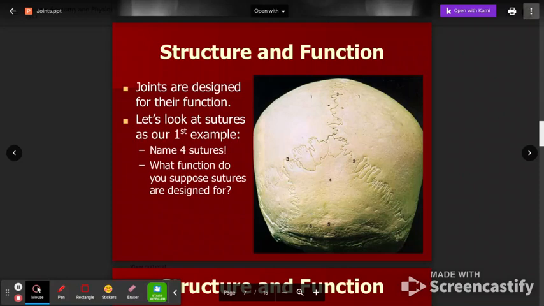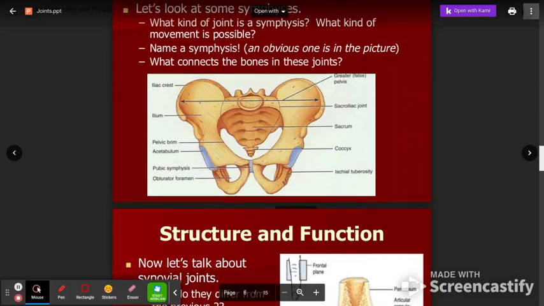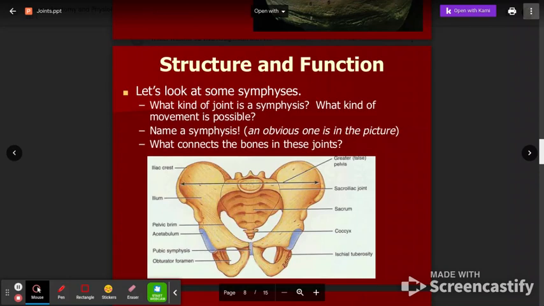What function do they serve? They allow for growth. Are your sutures currently hardened in your head? No, except if you're full of force. Yeah, they are hardened in your head. Let's look at some symphysis pictures. What kind of joint is a symphysis? What kind of movement is possible?